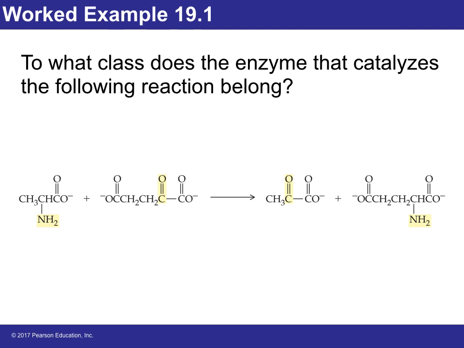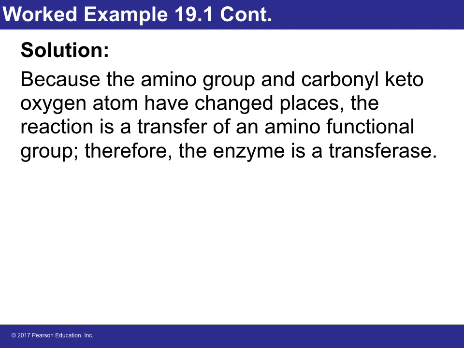Here is an example. Which kind of reaction is catalyzed in the following reaction? Well, you identify the type of reaction by reading the chemical reaction and finding what has changed. You see here an amino group and a carbonyl keto oxygen atom have been exchanged between the two molecules, making two different molecules. So in that case, you can say they transfer an amino functional group, and the enzyme then needs to be a transferase.